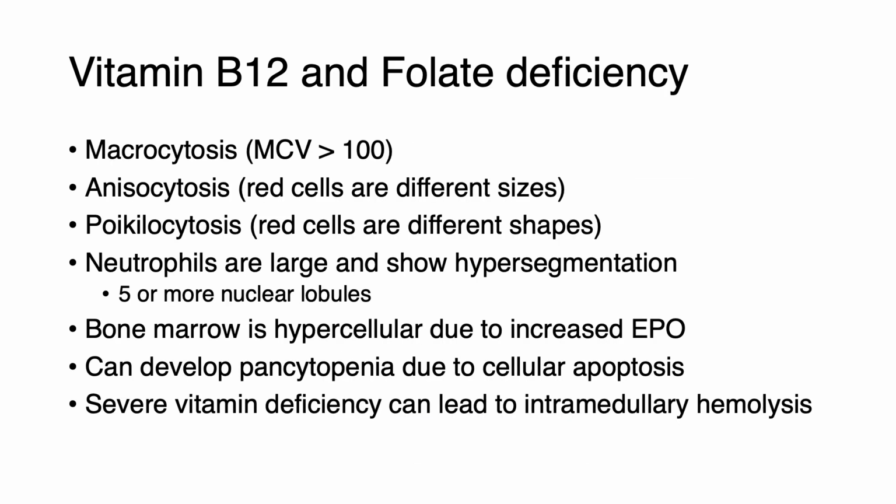In both vitamin B12 and folic acid deficiency, your cells are going to be large. MCV will be over 100. They can be different sizes, different shapes. The classic thing you're going to see on a smear are the hypersegmented neutrophils, where they're going to have 5 or more nuclear lobules. Your bone marrow is going to be hypercellular because in response to the anemia, you're going to crank out more EPO. They can have cellular apoptosis that leads to pancytopenia. And in some cases, severe vitamin deficiency, you can actually have intramedullary hemolysis, and that could present with elevated lactate dehydrogenase and a decrease in haptoglobin.